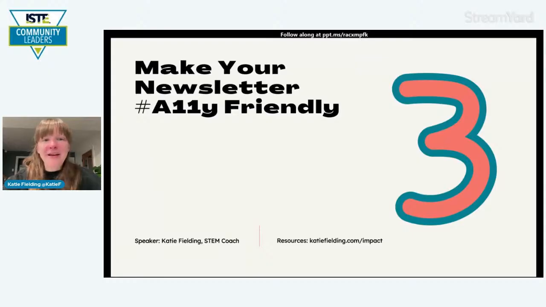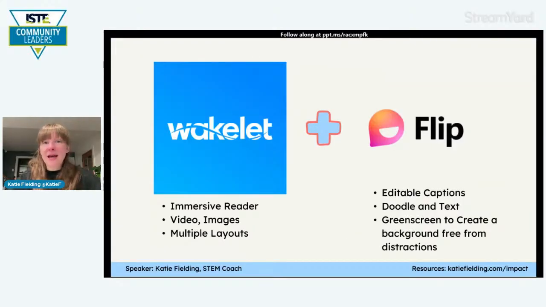All right, number 3. Make sure your newsletter is accessibility friendly. If you are a tech coach and you do a newsletter, make sure that you're following these good principles of accessibility. A really easy way to do that is I love a Wakelet and Flip combo. I make my newsletter with Wakelet. I can add captions and alt text, and if the person reading it wants to, they can use Immersive Reader to read it.